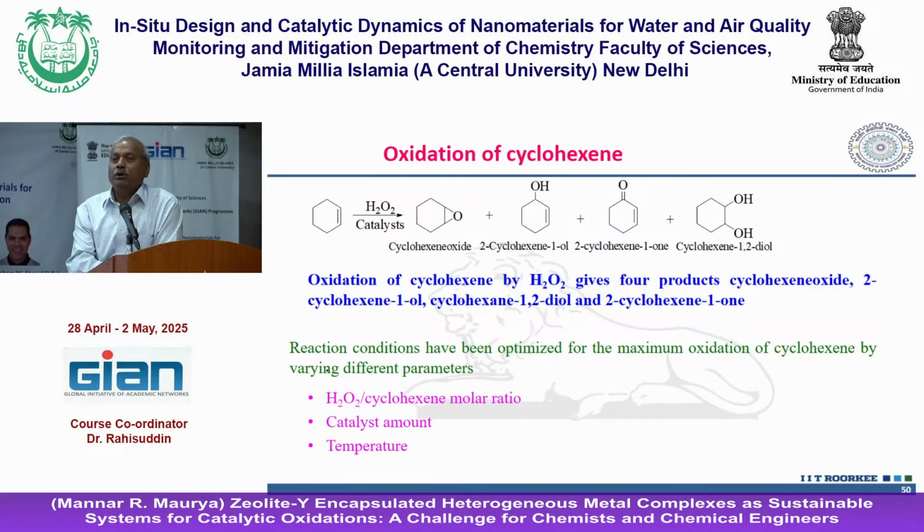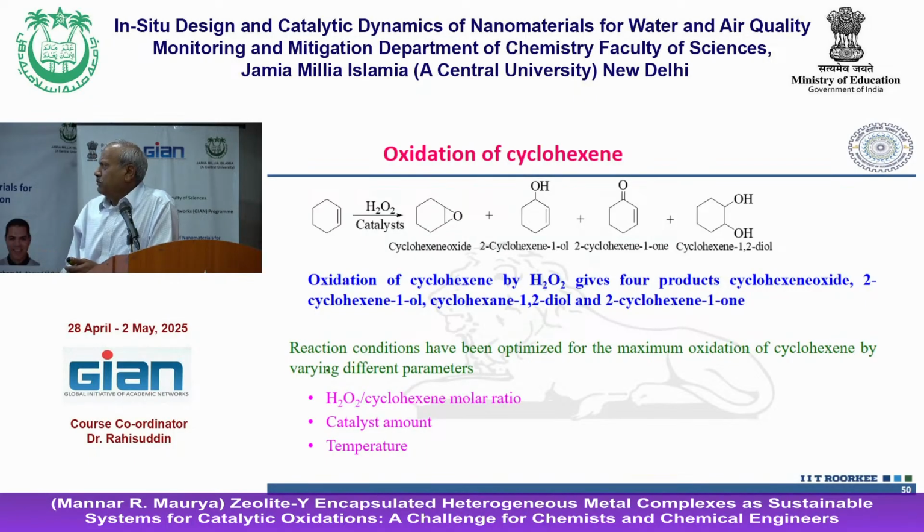Whenever people do that, people start with either cyclooctane or cyclohexane to see if your catalyst is active for the oxidation. This is the best way, like a model reaction to carry it out. We have also carried it out, but again, the reaction condition has to be optimized. Under optimized condition, you are giving four different products: epoxide, cyclohexanol, cyclohexanone, and then a 1,2-diol.